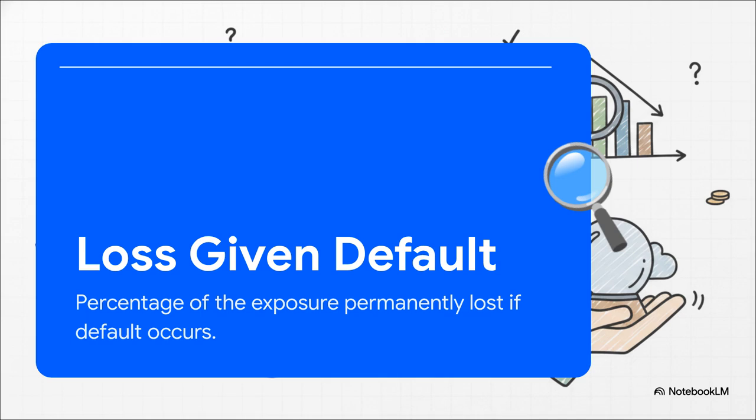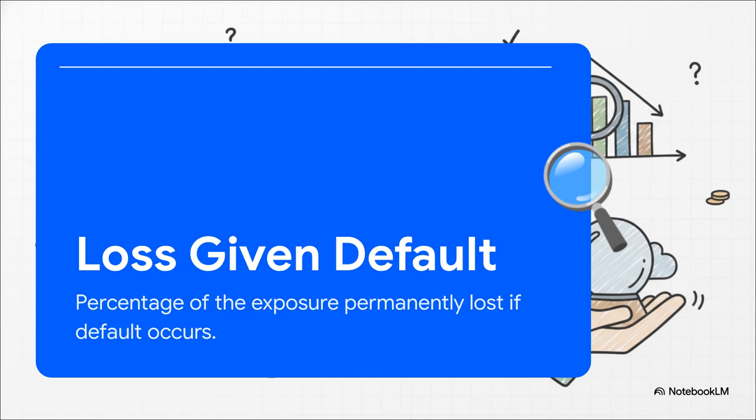Component 2 is LGD, or loss given default. Now, the crucial distinction to remember is this. PD is if they default. LGD is how much it hurts when they actually do. It represents the percentage of the exposure you permanently lose if a default happens.